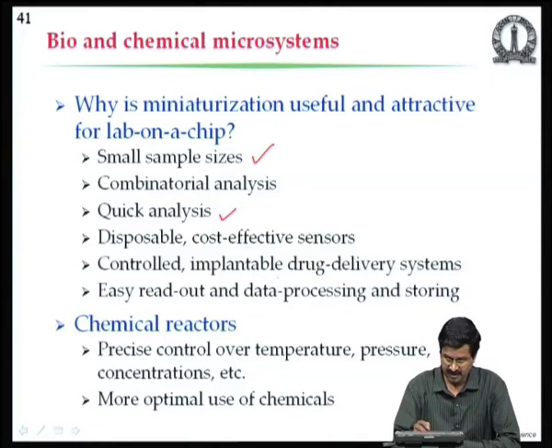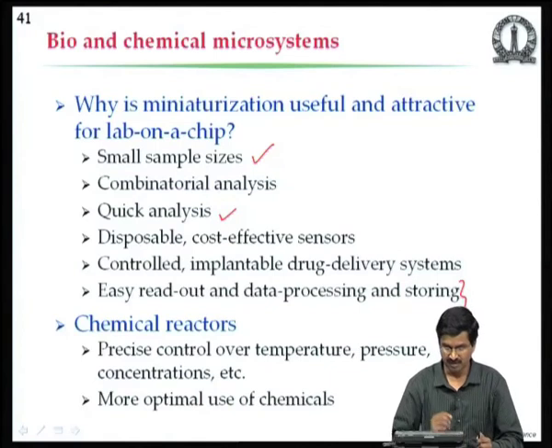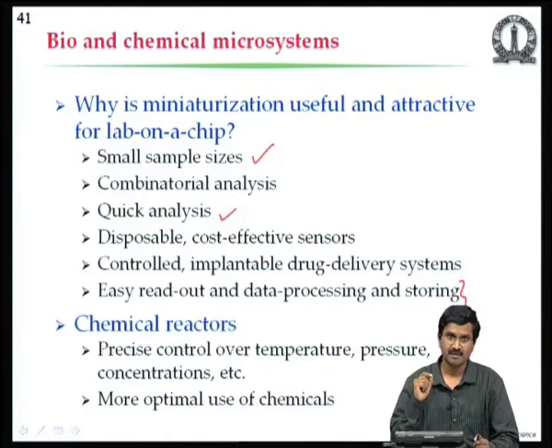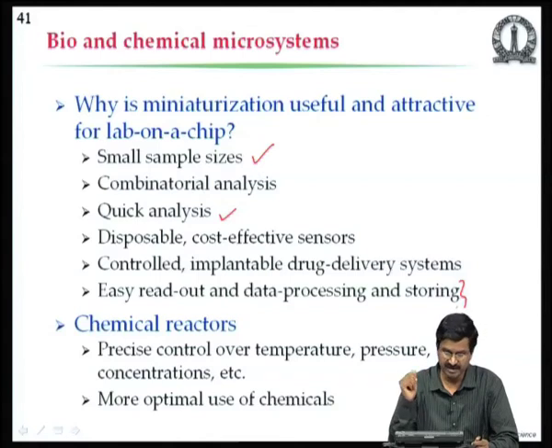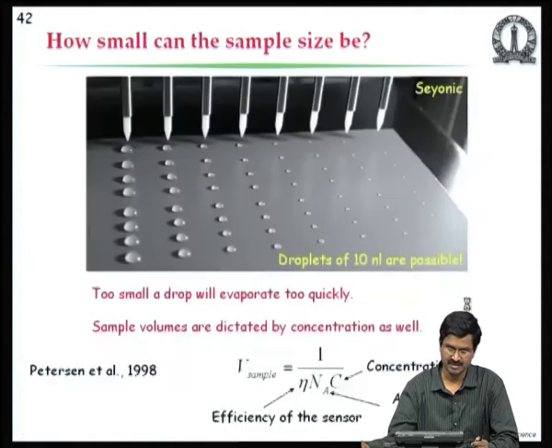And drug delivery can be done by implanting, and you can have all kinds of integration that can be done when it comes to why we want to miniaturize chemical and bioreactors. In chemical reactors, if you want to get the optimum rate at which a chemical reaction takes place, getting precise control over temperature, pressure, concentration, and other factors is much easier at a micro scale or small size than at large size. So, you can use the chemicals in an optimal fashion.